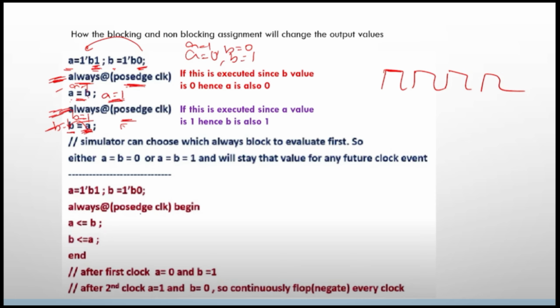Now if you are using non-blocking statements for the same code, what happens? Here A is assigned by a non-blocking assignment from B, and B is assigned by a non-blocking assignment from A. Since you all know that before assigning anything, first the RHS values are evaluated. The B value 0 is read here, but it is not assigned to A yet. Similarly, the A value 1 is read here, but it is not assigned to B yet. After completion of everything on the RHS, the LHS assignment takes place. So now what is the value of A? 0.